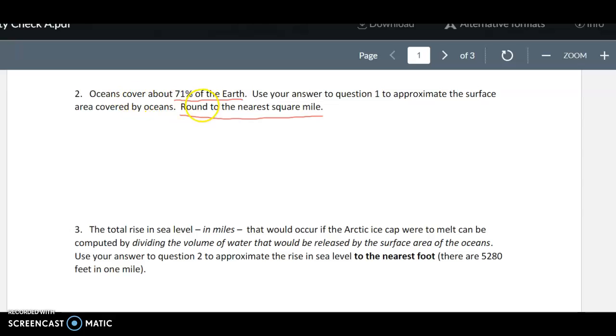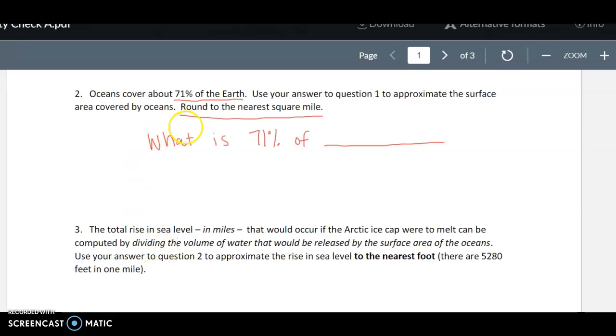So oceans cover about 71% of the Earth. We're trying to figure out that surface area. So basically, we're wondering what is 71% of, and notice we just found the surface area of the Earth in number 1. So whatever answer you found there, you can put it right here. So that's what we're looking for. What is 71% of that surface area that we found? Okay. All right, number 3.